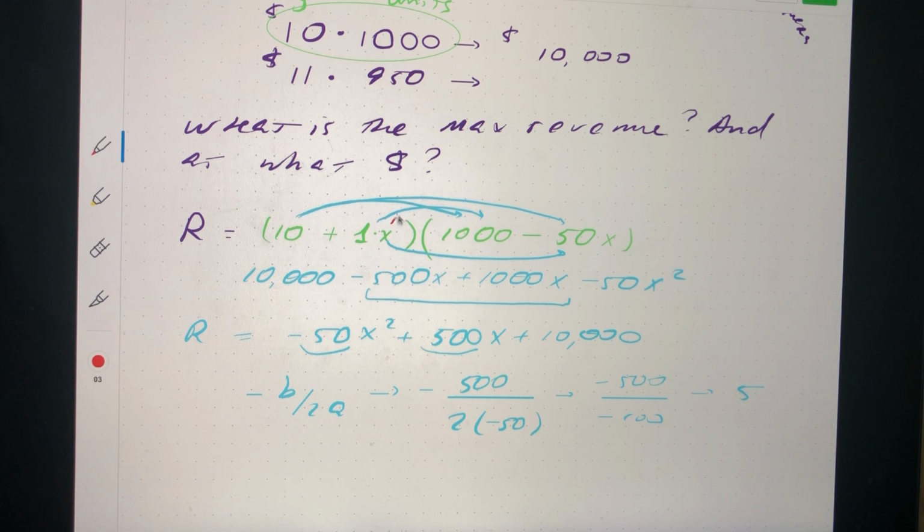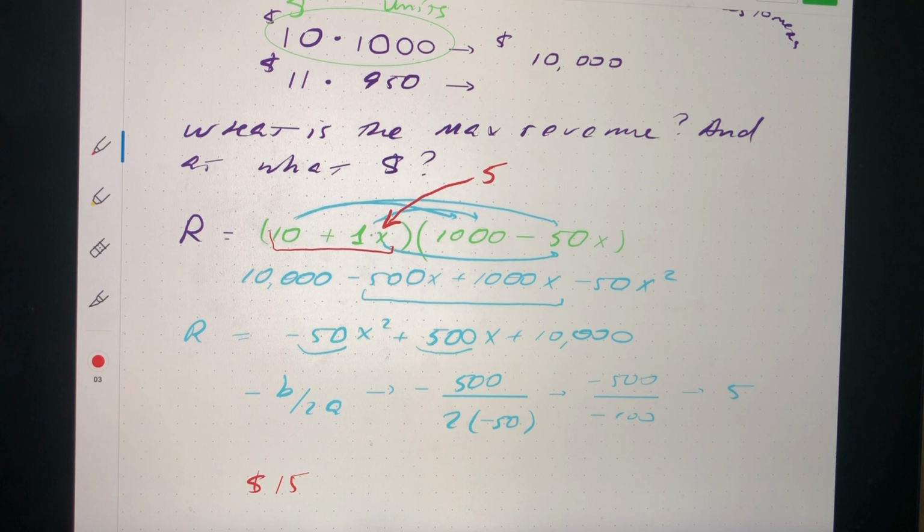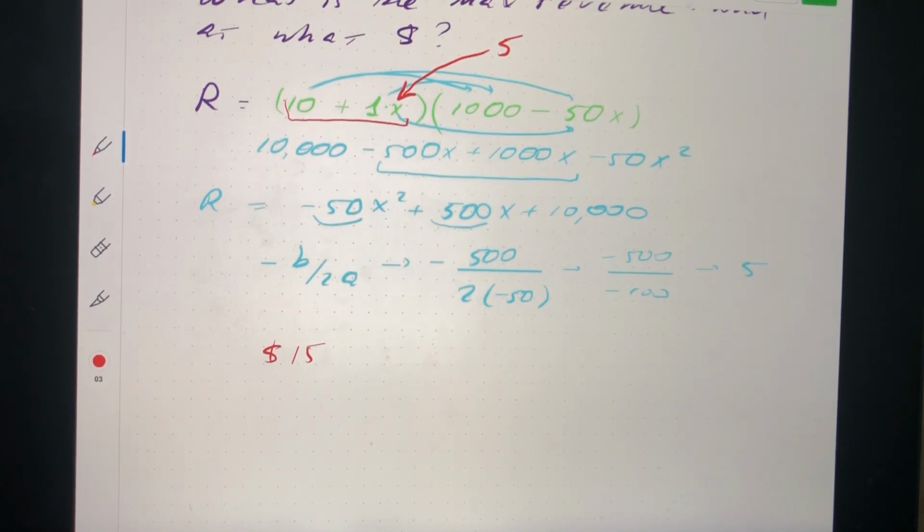The best price is x is 5, which means our best price is 10 plus 5, so the price is 15. So if we charge $15 per unit, we should get the maximum revenue. Now, at that point, we will have 5 times 50, so we will lose 250 customers, and we will have 750 customers left.